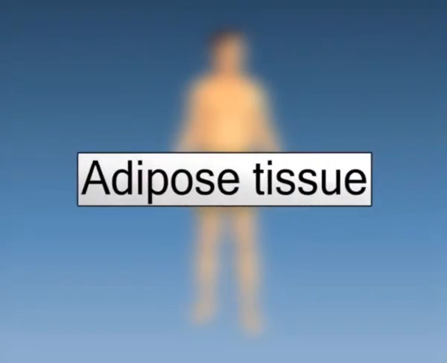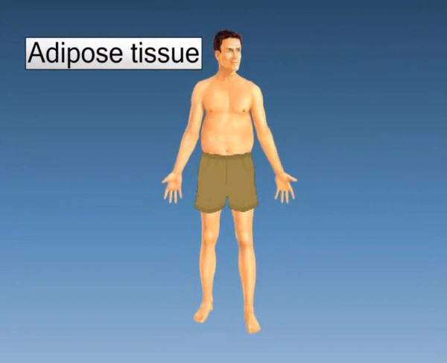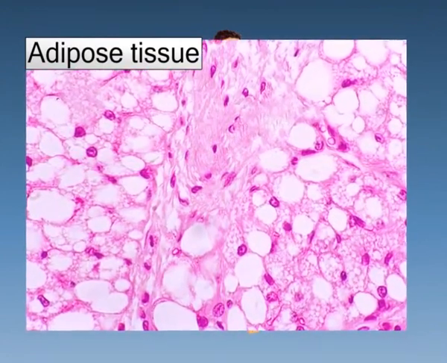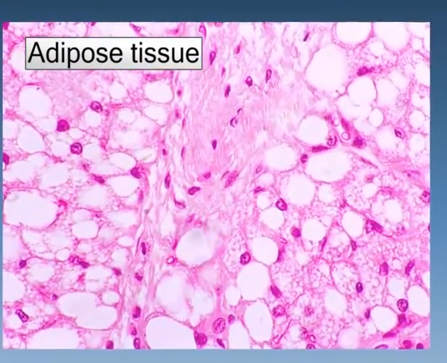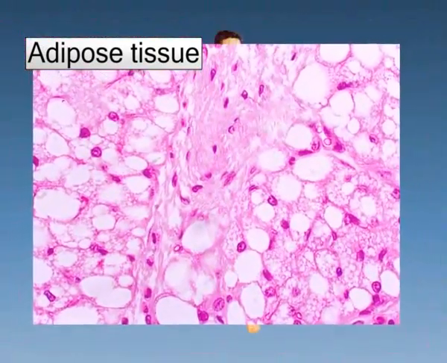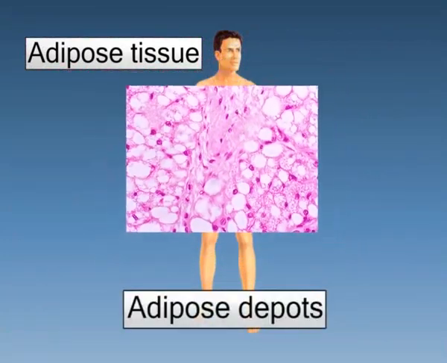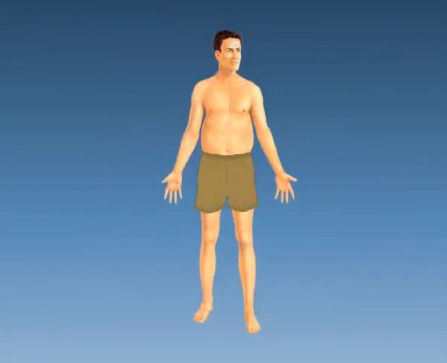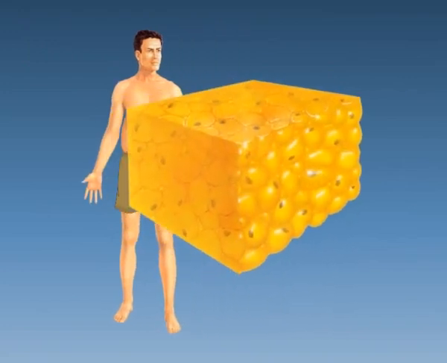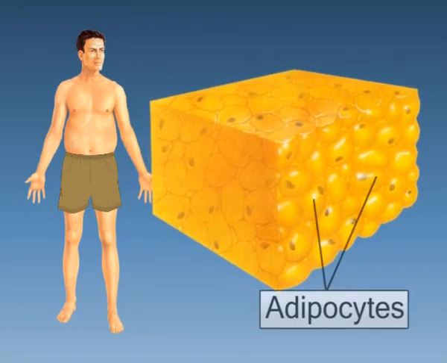Adipose tissue. In humans, adipose tissue is found beneath the skin, around internal organs, and in the bone marrow. Adipose tissue is found in specific locations which are referred to as adipose depots. Adipose tissue, or body fat, or just fat, is loose connective tissue composed of adipocytes which contain fat droplets. Adipose tissue is derived from lipoblasts.